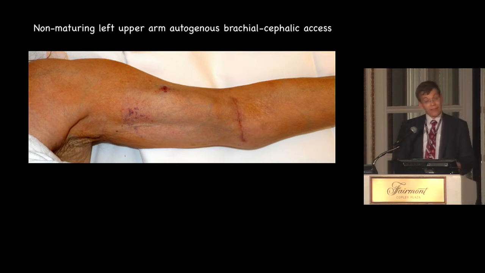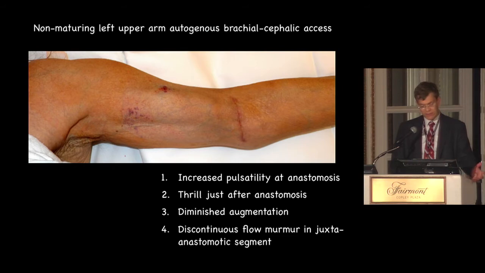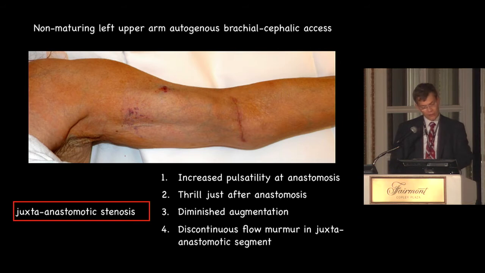Here's an access, again, a non-maturing left upper arm access. You can see the scar. It's about 3 months after creation. And you have increased pulsatility at the anastomosis. You have a thrill right at the anastomosis. When you occlude the outflow, augmentation is diminished, and there's a discontinuous flow murmur in the juxta-anastomotic segment. So that constellation of findings is typical for juxta-anastomotic stenosis.